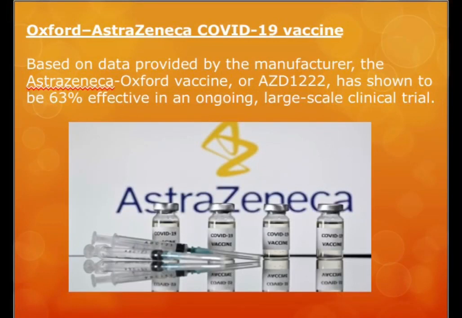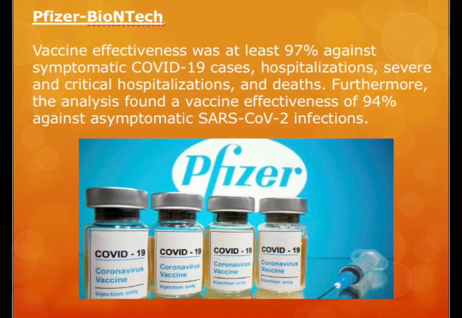Oxford AstraZeneca COVID-19 vaccine. Based on data provided by the manufacturer, the AstraZeneca Oxford vaccine, or AZD1222, has shown to be 63% effective in an ongoing, large-scale clinical trial. Pfizer-BioNTech vaccine effectiveness was at least 97% against symptomatic COVID-19 cases, hospitalization, severe and critical hospitalizations, and death. Furthermore, the analysis found a vaccine effectiveness of 94% against asymptomatic SARS-CoV-2 infections.